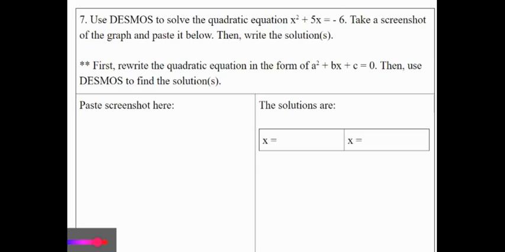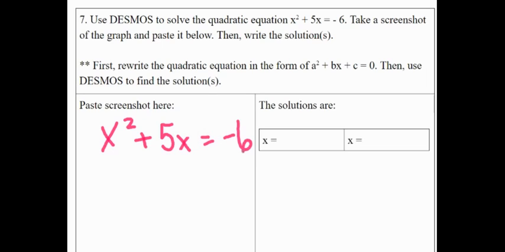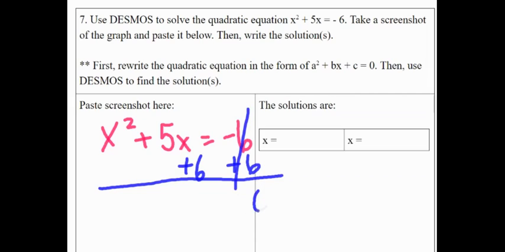All right, so I'm going to write the equation down. I'm just going to put it here for now. So I have x squared plus 5x equals negative 6. Now what you need to do is get that equation equal to 0, so that we can put it into Desmos. So what you do is you add the 6 over to the other side. So on this side, it cancels and we get 0.